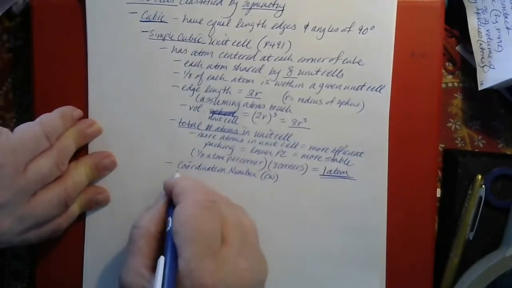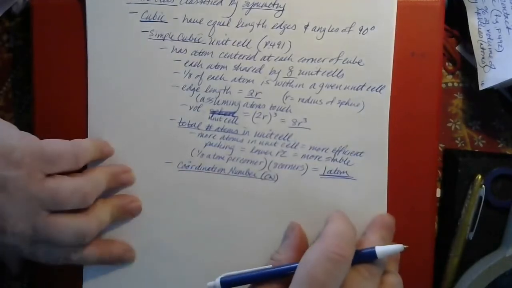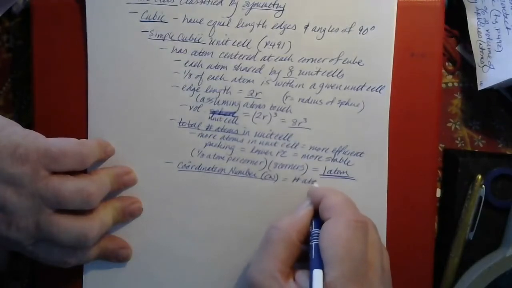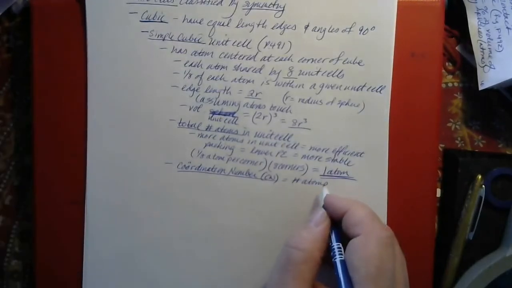There's also a concept known as the coordination number. And the coordination number is just the number of atoms that any given atom is in direct contact with.